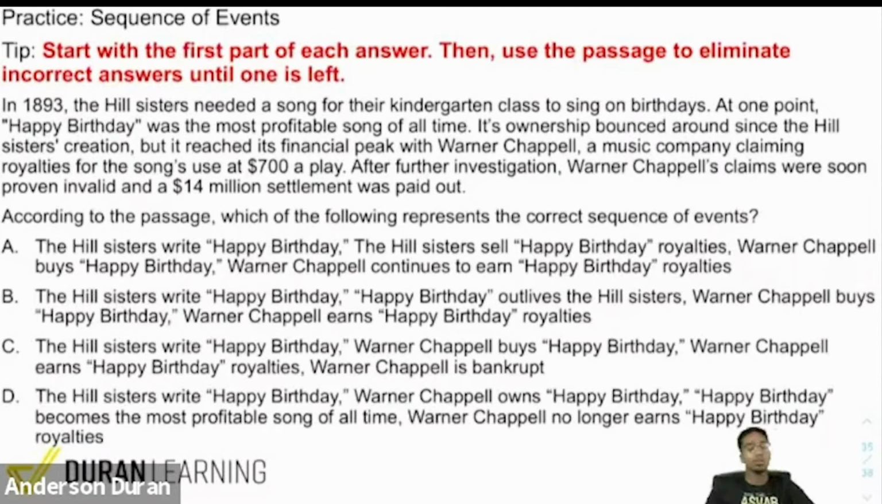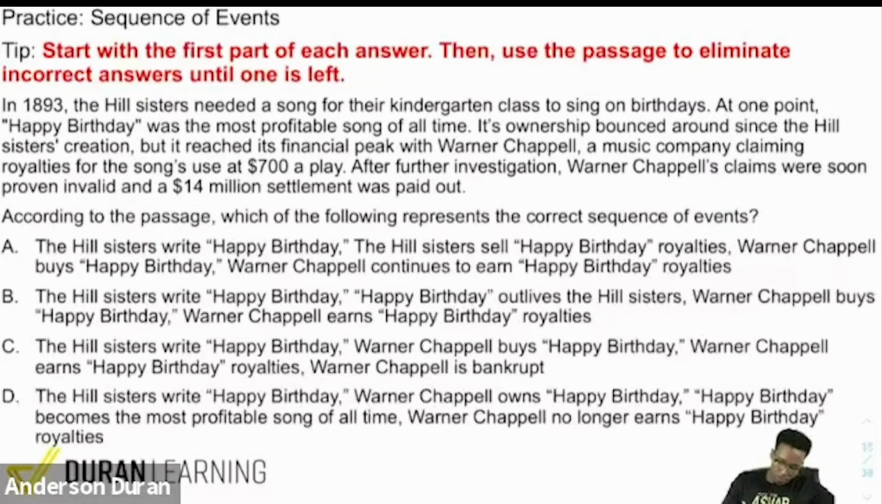According to the passage, which of the following represents the correct sequence of events? If you are using your phone to access this session today, obviously you're going to be squinting. We'll try to figure out different ways to get the text on here, especially for sequence of events questions. We can probably take away the logo, take away the tip, and make the font bigger. Maybe I can also put the answer choices in the chat box, but that's probably too much. Let's get started.